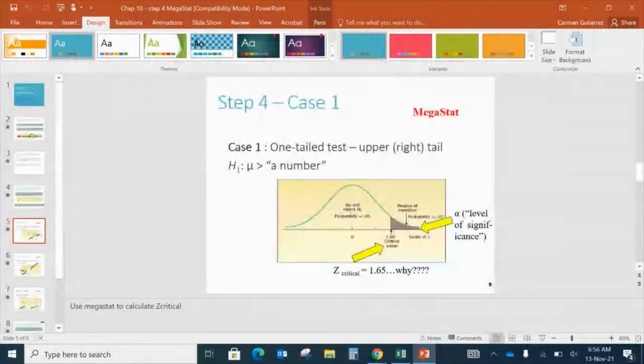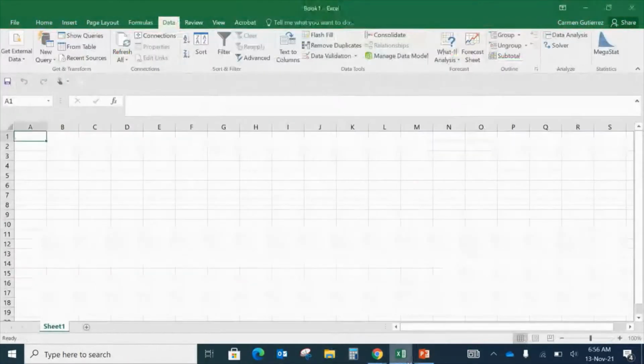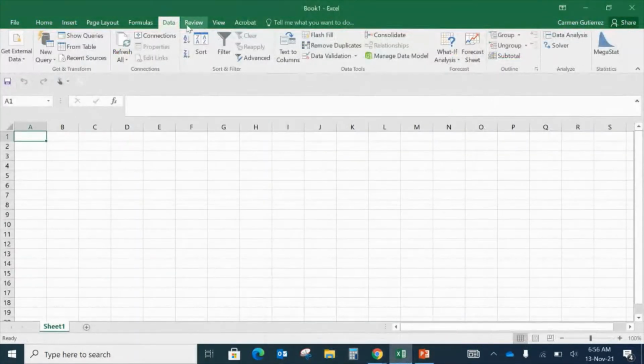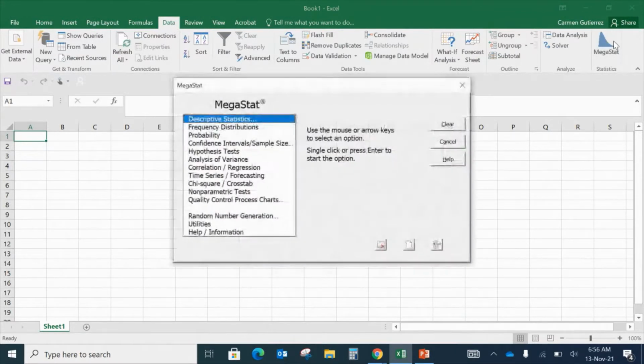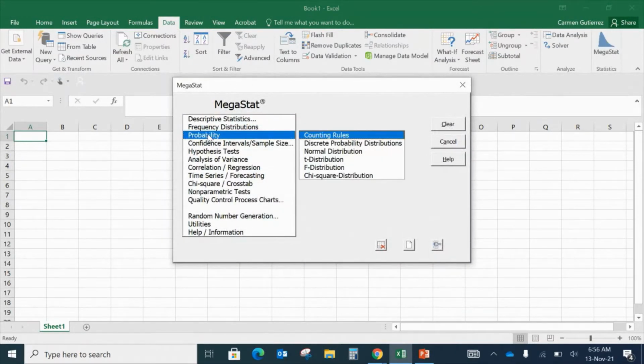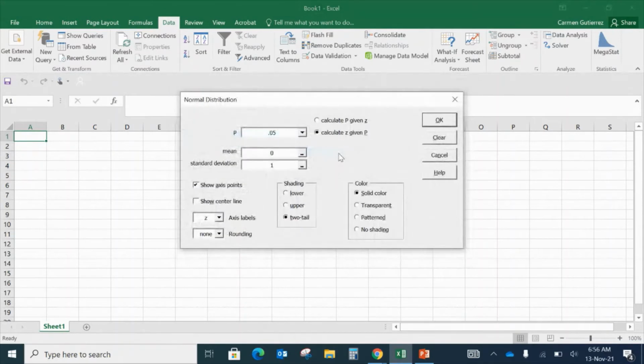So let me get out from here. MegaStat, for my computer, is under Data. So Data, MegaStat, you do Probability, Normal Distribution. You have two choices here: calculate P given a Z, or calculate Z given a P. P is for probability. Probability is the area under the curve.